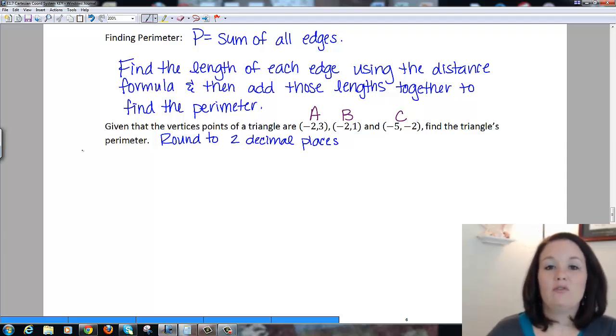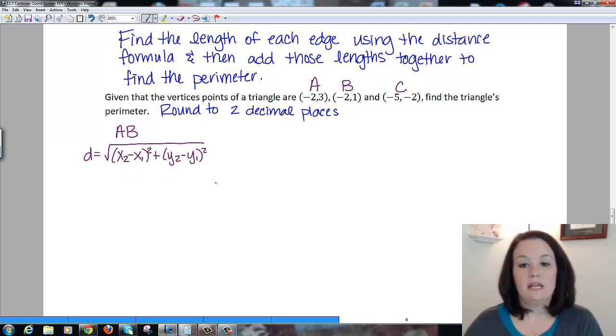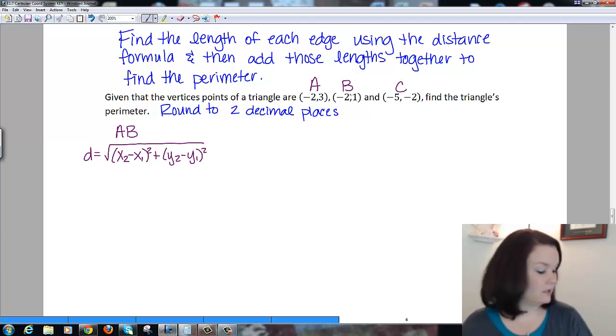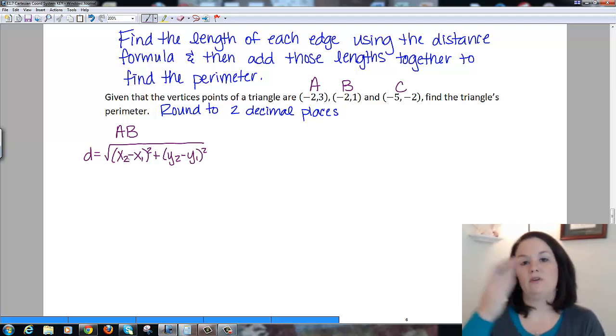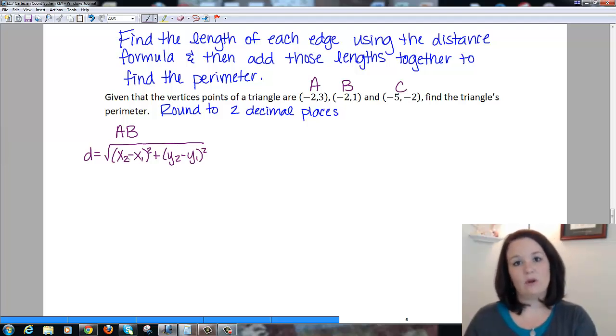Okay, so to go from A to B, I'm just going to call this AB. The side AB, the distance from point A to point B, I'm going to use my distance formula again, which is the square root of x2 minus x1 squared plus y2 minus y1 squared. Here for A and B, I need to label these points. Actually, I'm not going to label them because then I have to relabel them each time. When I say my second x, we'll call that from whatever the second point is. So here, since I'm going from A to B, B will be my second point, A will be my first point.